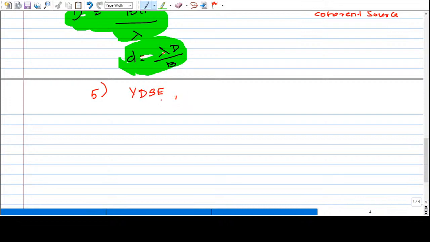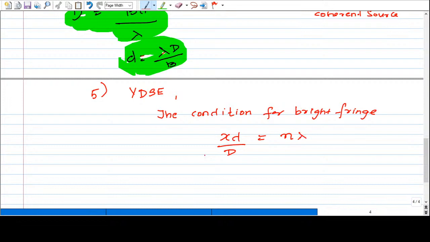In YDSE, there are two types of fringes. One is the dark fringe, the other is the bright fringe. So let us write down the condition for bright fringe in YDSE, that is Young's double slit experiment: x small d by capital D is equal to n lambda. This point is very important. If you want to find the value of lambda, I can write xd divided by n into D.